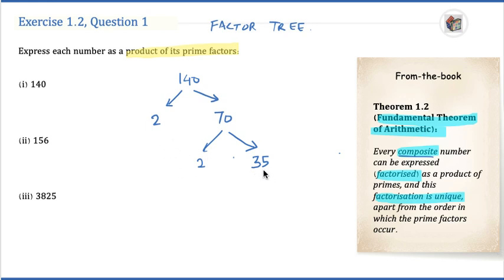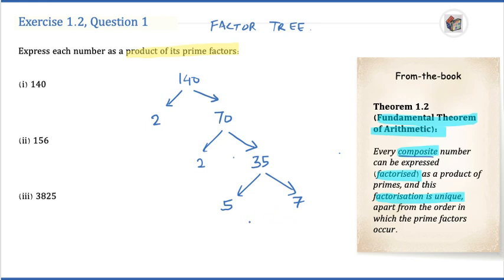What about 3? 35 is not divisible by 3 either, because according to the divisibility test of 3, the sum of the digits has to be divisible by 3. Now 3 plus 5 is 8, which is not divisible, and also this is a very small number, so you know you cannot divide this by 3. Next prime number would be 5, and it works perfectly there. Now since 5 times 7 is 35, that becomes your other prime factor, the other prime number.